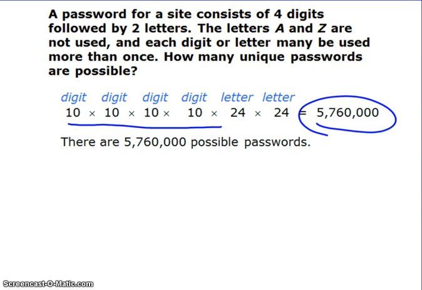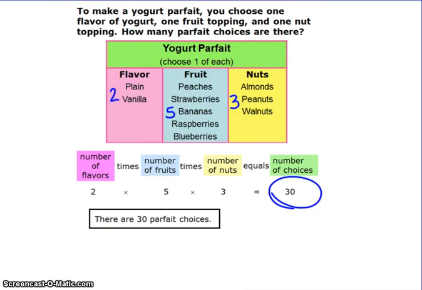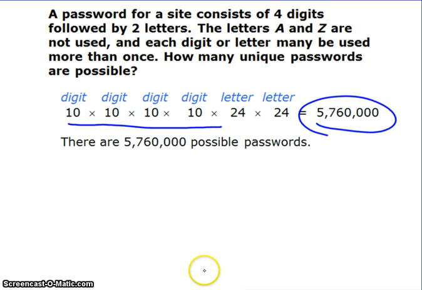Just by throwing in 2 letters, I've made my password much more secure than if I had just used 4 numbers. So it depends on what you're looking at to protect, but I would definitely throw in some letters and not just the numbers. All right, well, that's it for probability.